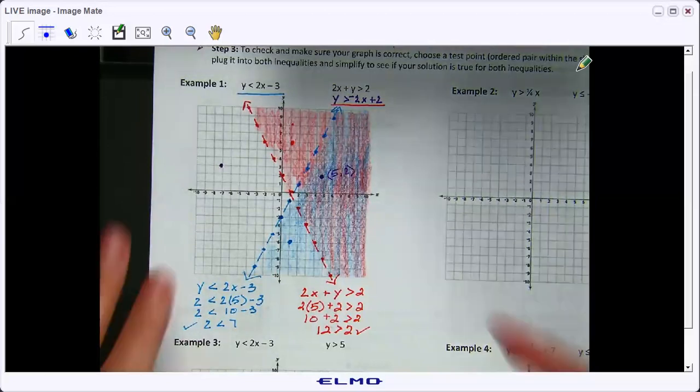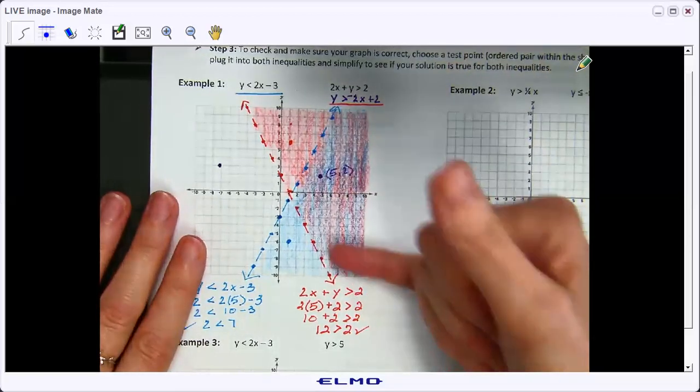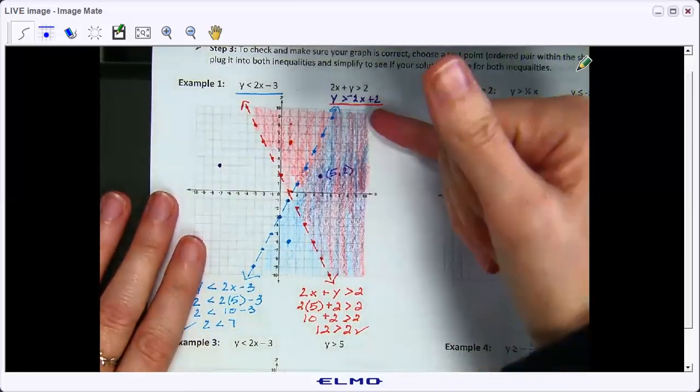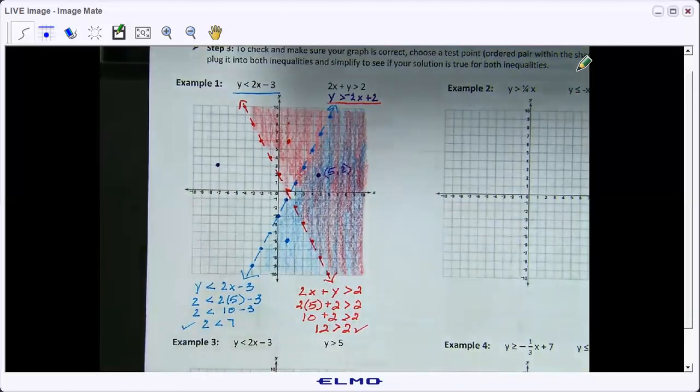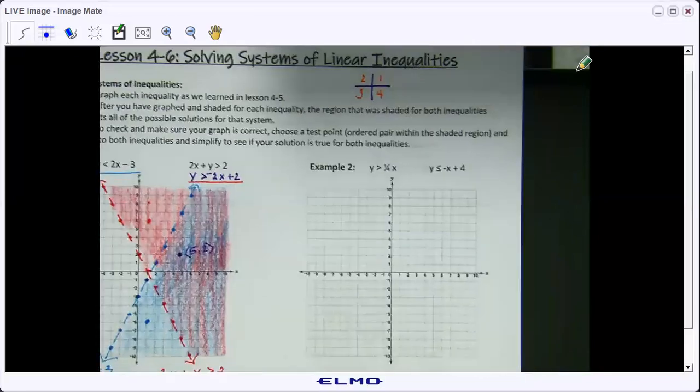Now, I could choose any ordered pair within this region, and it's going to be a solution to the inequalities. Inequalities have multiple solutions, okay? So in equations, we wrote what the ordered pair was, but we're not going to write the ordered pair for the system of inequalities because there are so many. We would be writing forever. So with systems of inequalities, all we're doing is graphing to find the solution. All right. Let's go ahead and move on to example 2.